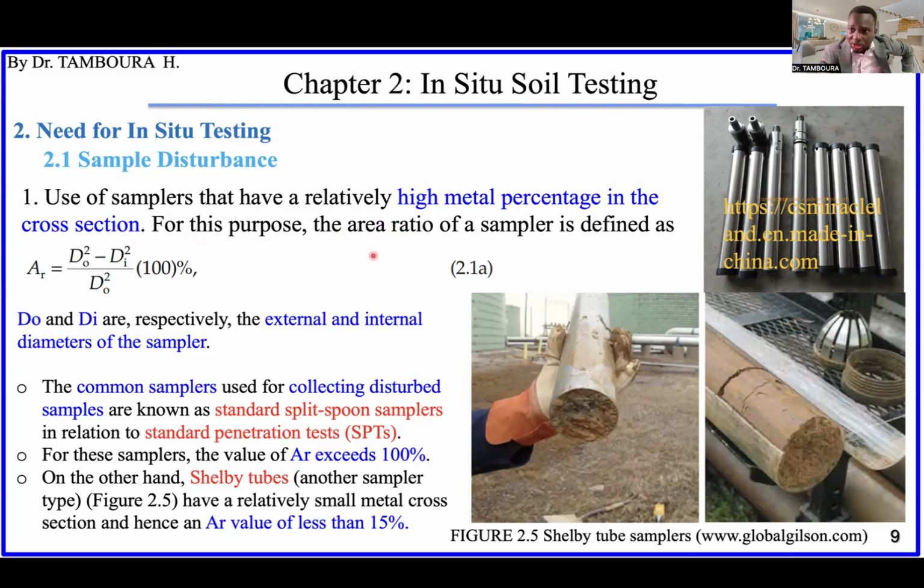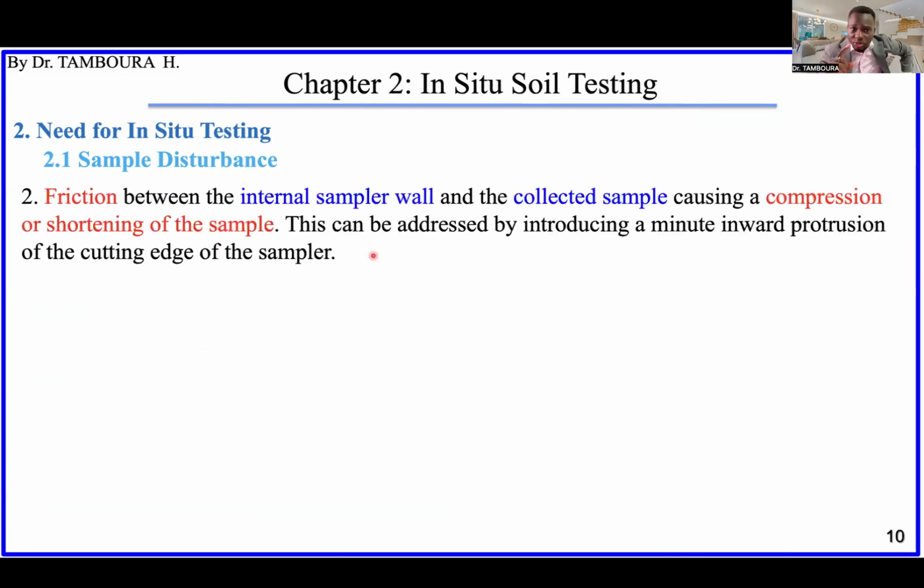But it is not the only one. Number two is friction between the internal sampler wall and the collected sample. It means inside the sampler, there is friction between the soil sample and the sampler. That friction can also cause sample disturbance, because it will cause compression or shortening of the soil sample.